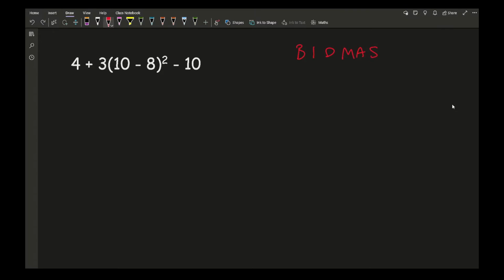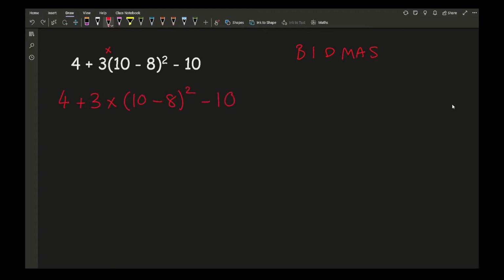Now here you can see that we haven't got a symbol that's in between the 3 and this bracket. So when we don't have a symbol, that basically means that it's being multiplied. And again, this tends to be more in algebra. So rewriting this, I've got 4 plus 3 times (10 minus 8) squared minus 10.